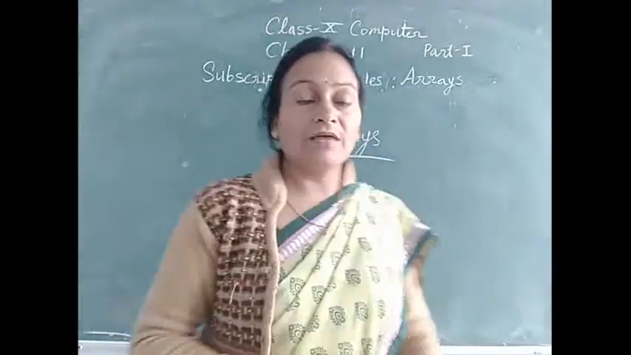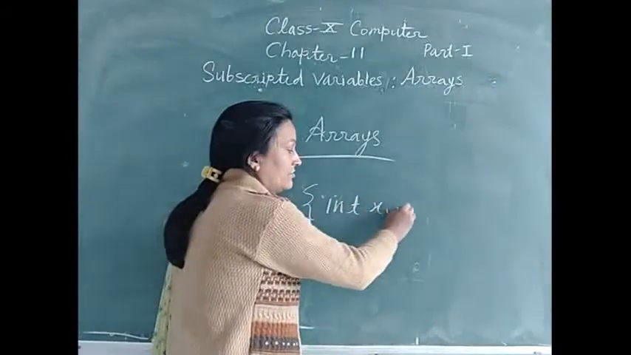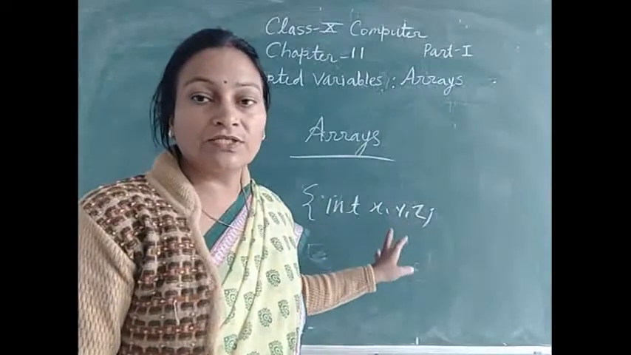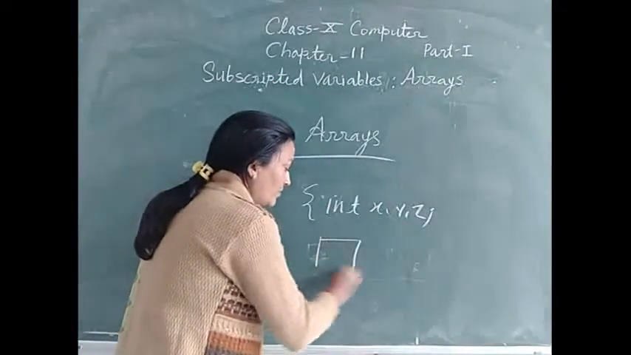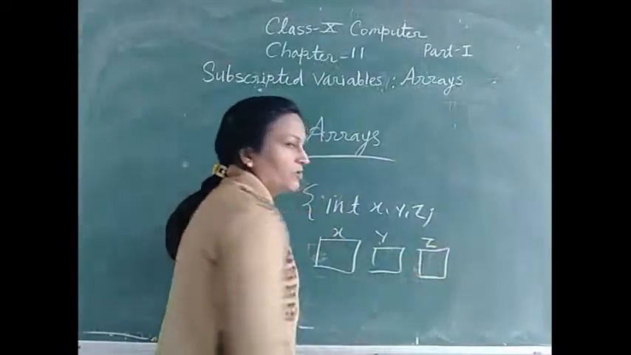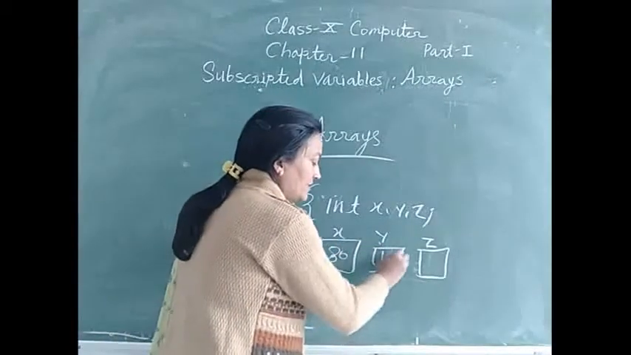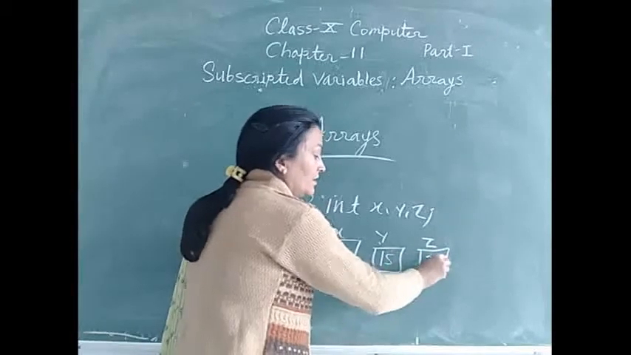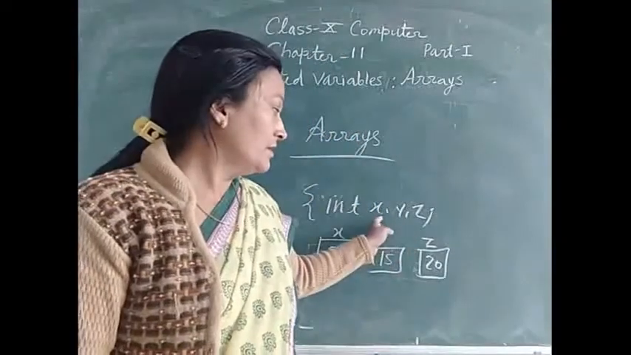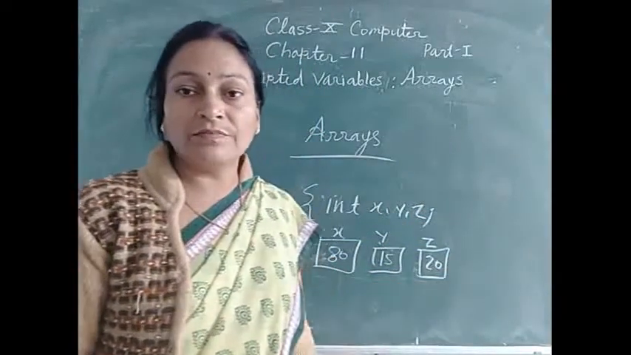Students, when you write a program, we declare some variables. For example, integer x, y, and z are variables. It means we create memory locations, and the names of the memory locations are x, y, and z. In these memory locations, we store any numbers, for example 18, 15, 20. So, if we want to store other numbers, we also declare different variables in this program.